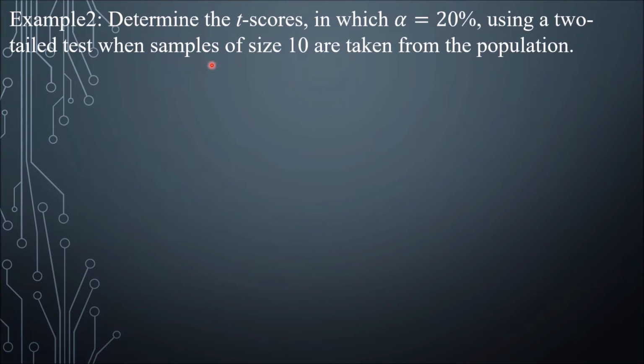Example number 2: determine the t-scores in which alpha is equal to 20% or 0.2, using a two-tailed test when samples of size 10 are taken from the population. So take note, two-tailed test.